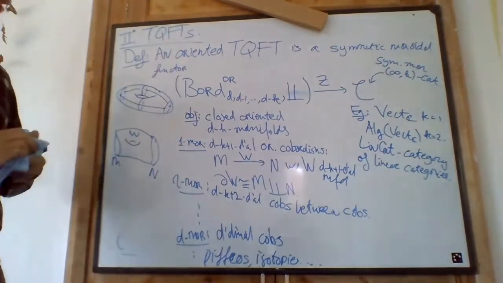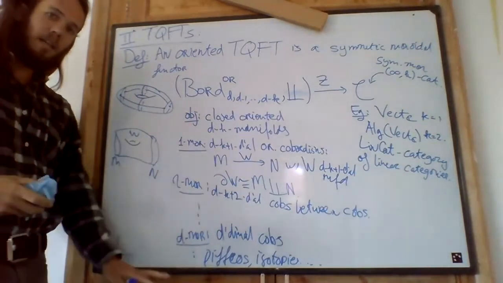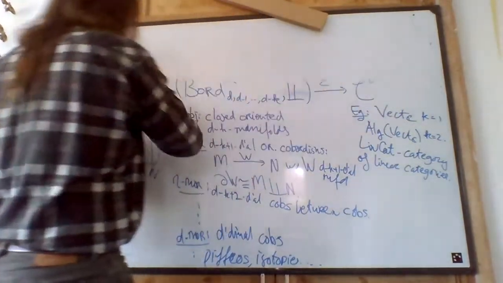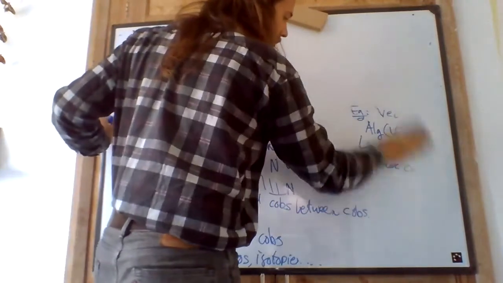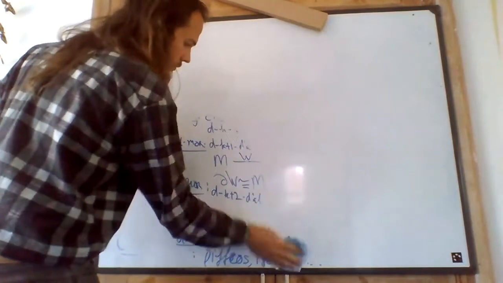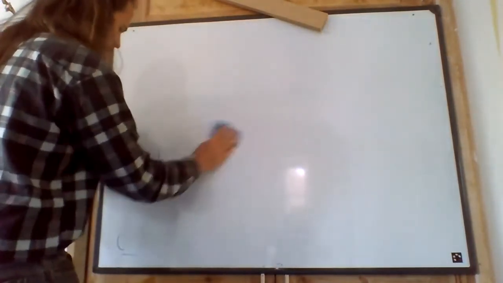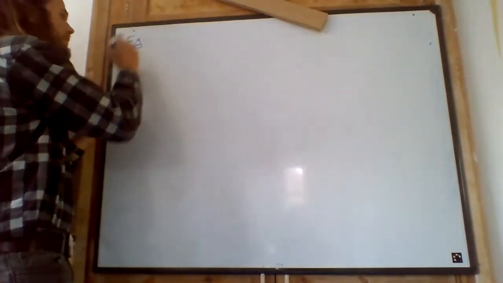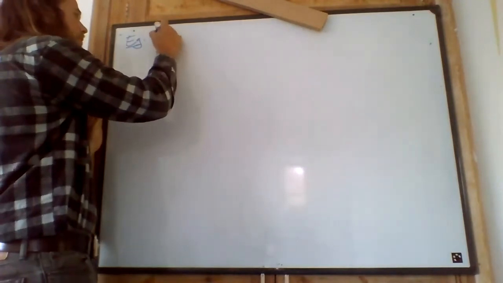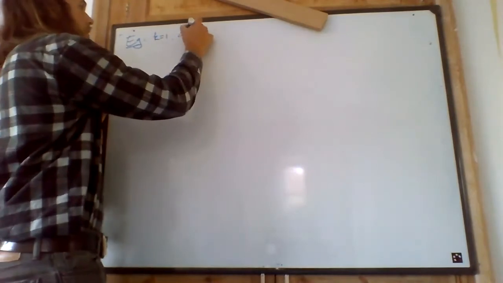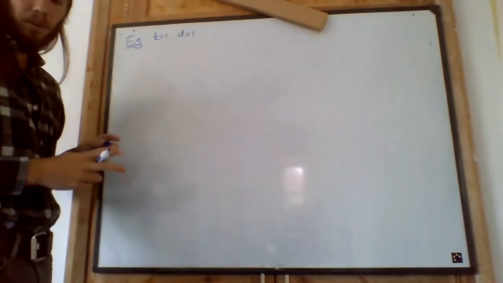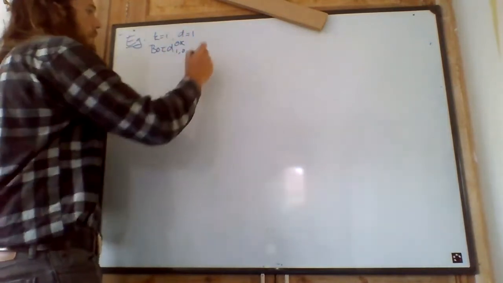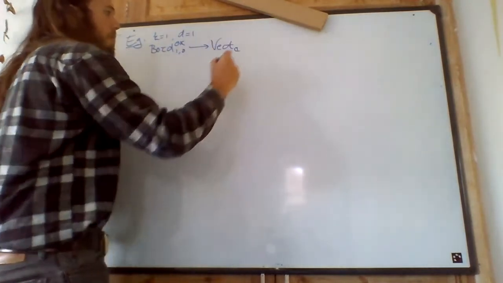Okay, but to step away from all of this abstract stuff, let's quickly do an example. So let's do an example for k equals 1 and d equals 1. So this is a one-dimensional topological quantum field theory. So what we get is a map out of the oriented bordism category with one manifolds and zero manifolds into, and I'll choose as my target, just vector spaces over C.